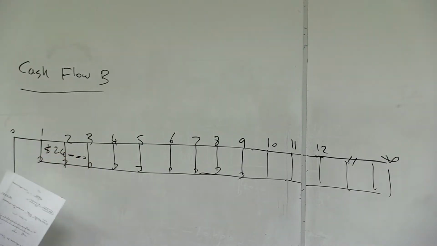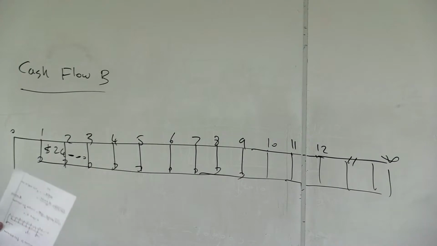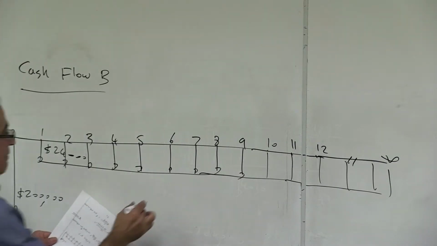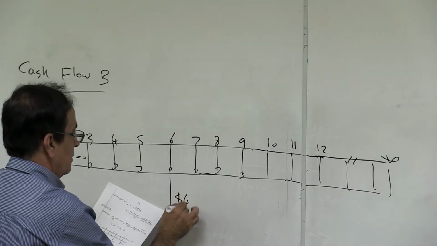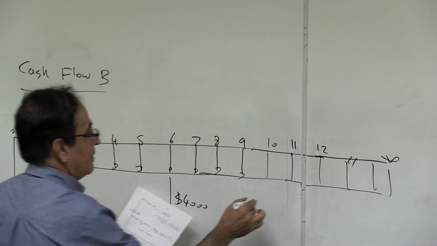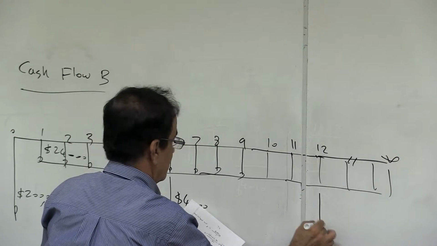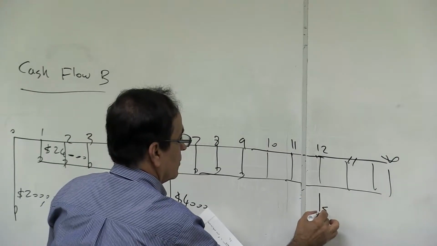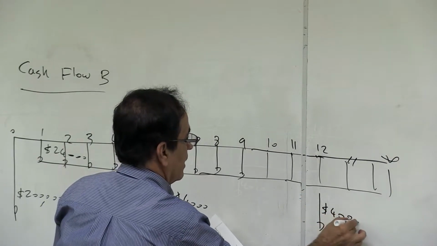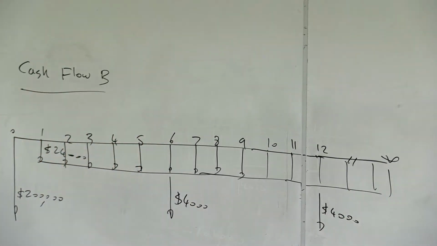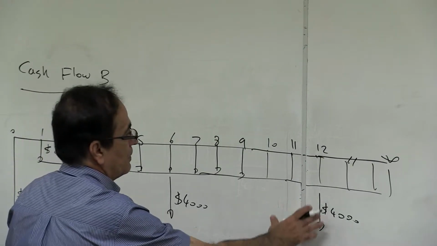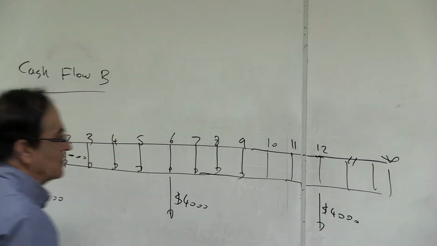Now, in addition to annual operating costs, you have a maintenance cost every 6 years. So this one is 4,000. Then you have another one at the end of year 12, and you have another one at year 18, and continue forever every 6 years. I'm only showing 2 of them. You're going to continue every 6 years, and you're going to have a $4,000 cost.